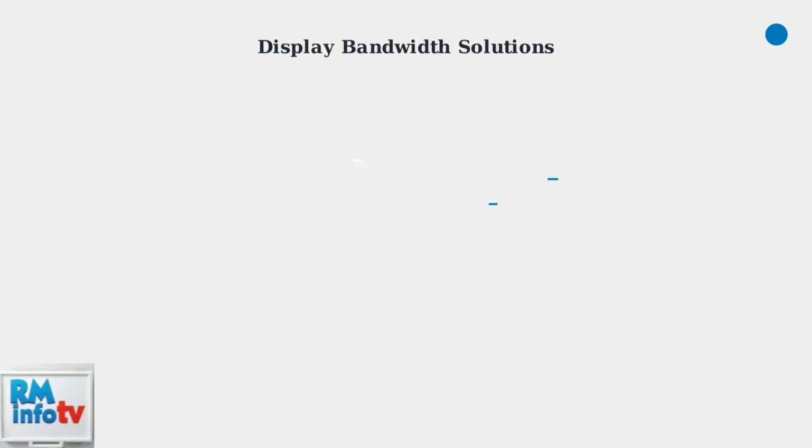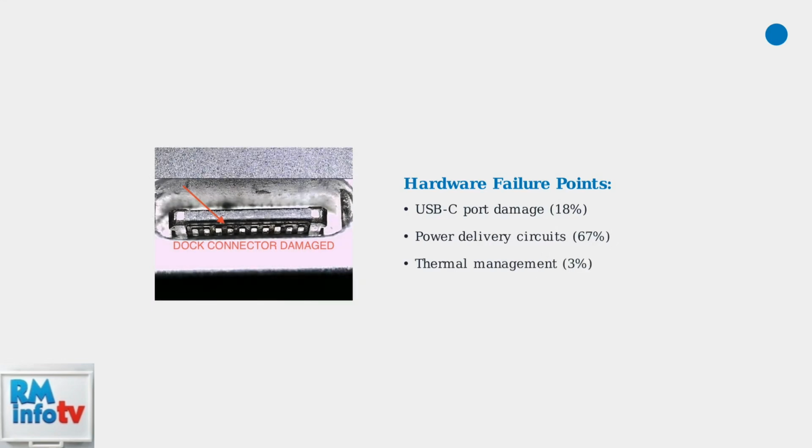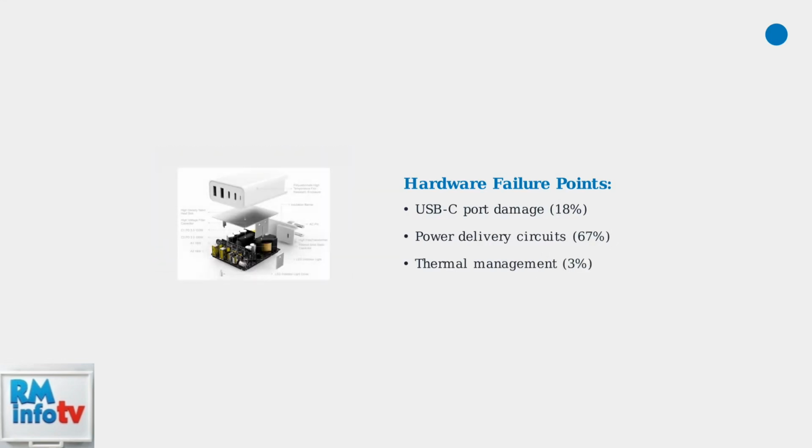Display issues often stem from insufficient bandwidth allocation, especially with dual 4K monitors. Display stream compression and updated graphics drivers can resolve these problems by optimizing data transmission. When software solutions fail, hardware replacement becomes necessary. Common failure points include damaged USB-C ports and power delivery circuit failures, which require professional repair or replacement.